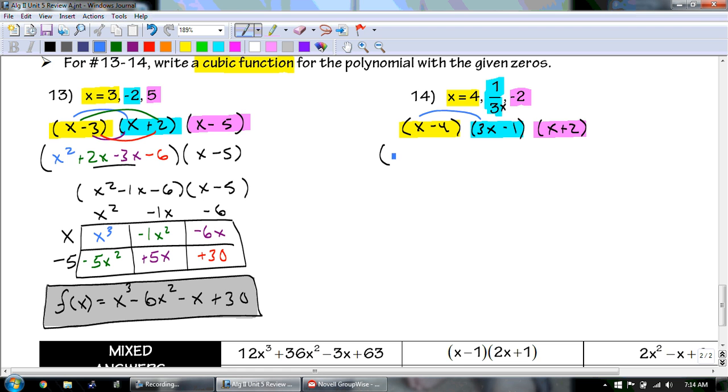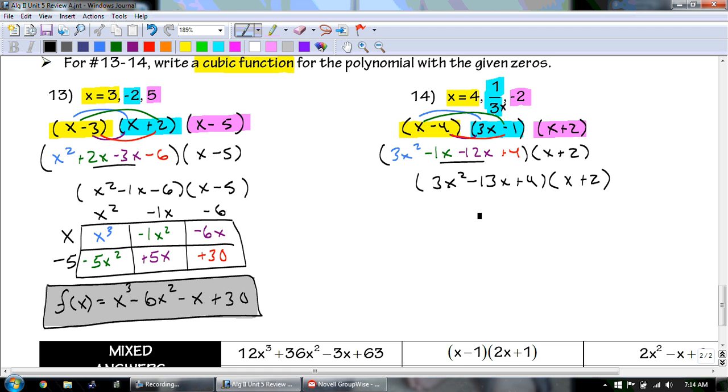We distribute 3x squared minus 1x minus 12x plus 4. And then we have x plus 2, so I'm going to combine my like terms to get 3x squared minus 13x plus 4 times x plus 2. And then I'm going to do the box method.